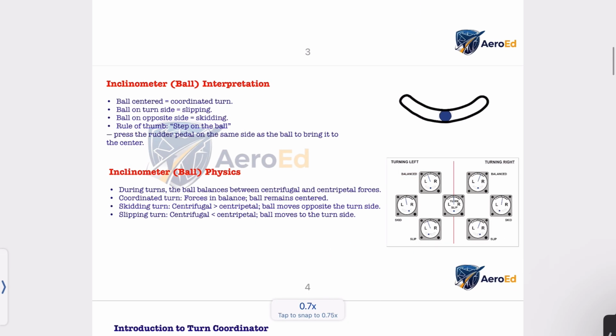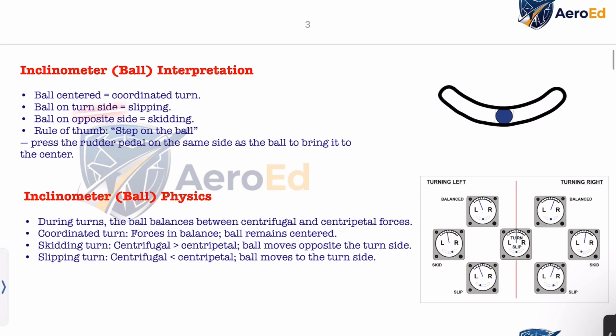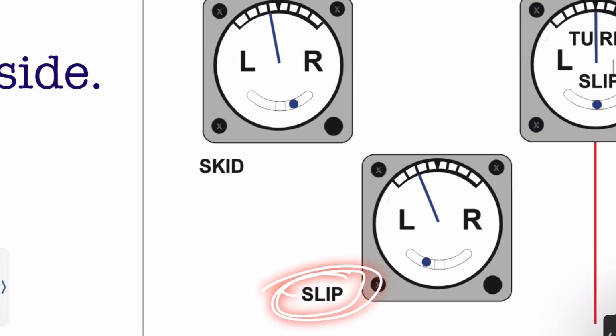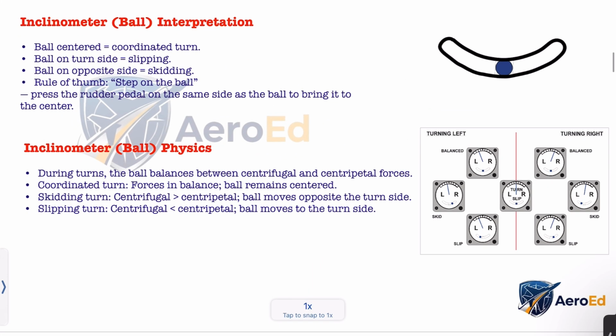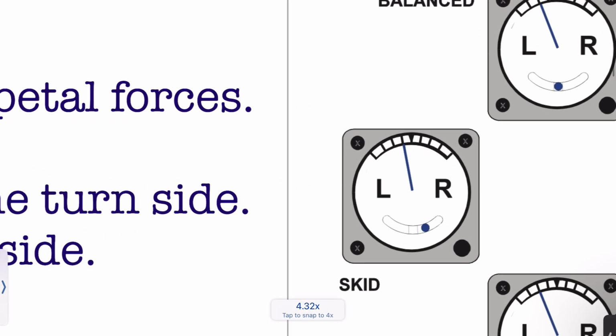All right. But if the ball is on the turn side, that means if the needle is towards the left and the ball is also towards the left, this slip indicator is indicating that the aircraft is slipping. All right, I will explain slipping and skidding. And if the ball is in the opposite direction of turning, for example, the aircraft is turning towards the left, but the ball is towards the right. So in this case, you can see.